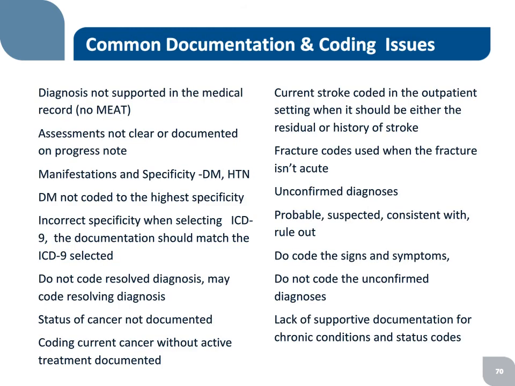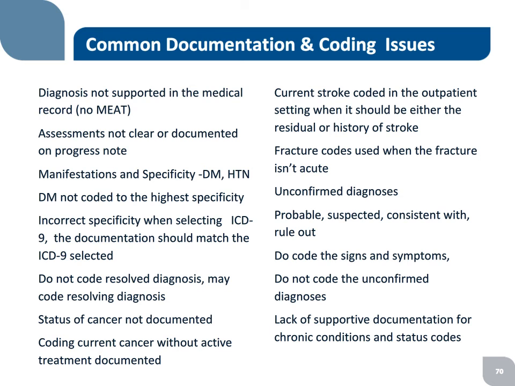So here are some of the common documentation things that we see. Diagnoses that are coded without the supporting documentation. Assessments not clear. Not giving us the manifestations of diabetes and making the causal relationship. Incorrect ICD-9 specificity, selecting the wrong codes. Coding resolved conditions. I just did some education for a group of pediatrics, and that was a big one. They were coding a lot of resolved conditions. Status of cancers not being documented. Remember the status and the metastasis.